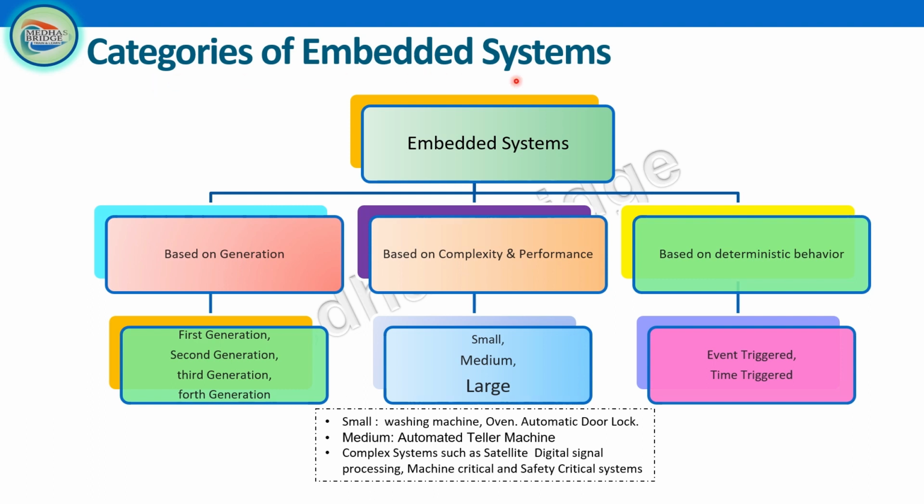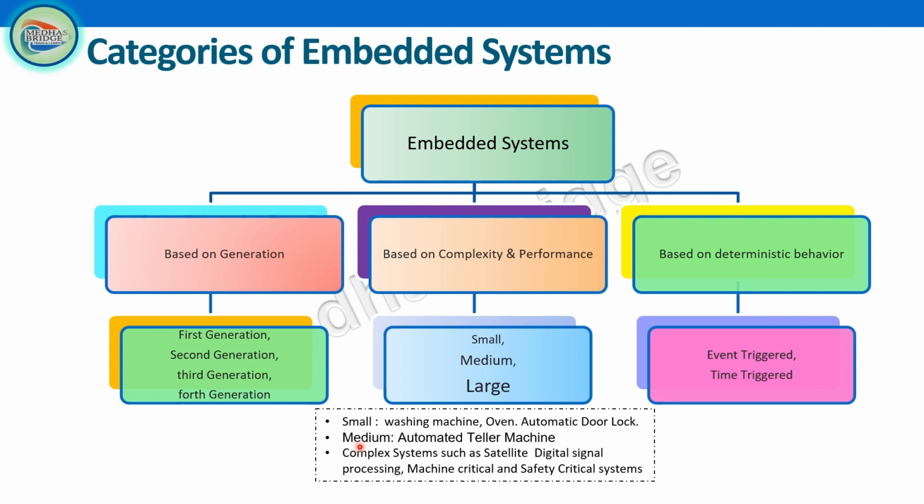Category of embedded systems. Embedded systems are classified based on generations, based on complexity and performance, and based on deterministic behavior. First generation, second generation, third generation, fourth generation are based on the generation category. Small, medium, large are based on complexity and performance. Event trigger and time trigger are based on deterministic behavior of embedded systems.